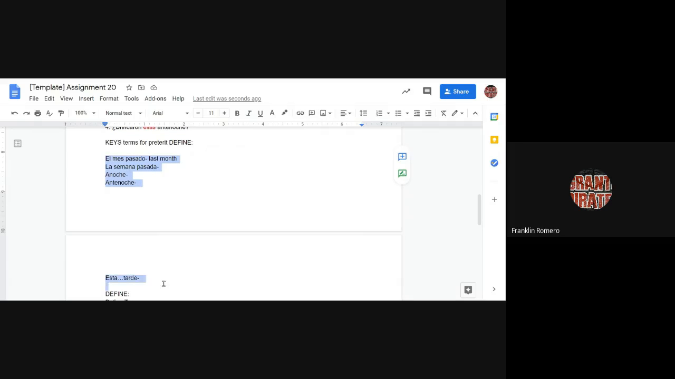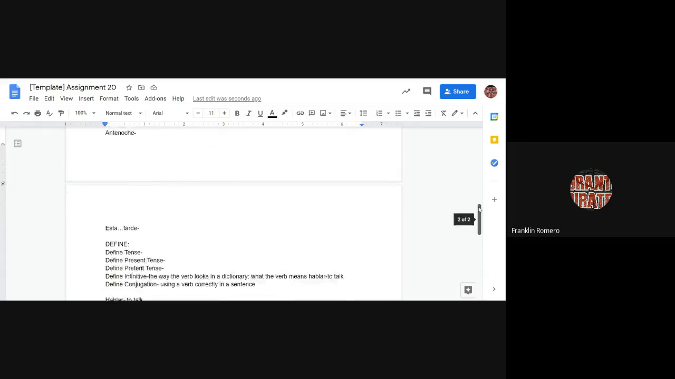Here's some preterite terms. Make sure you answer them. For example, el mes pasado was last month. Go ahead and define those. I try and mix those up a bit, but there's some that are very important that stay the same, like anoche, antenoche, ayer, for example. Those will show up all the time. Make sure you know those very common preterite expressions really well.